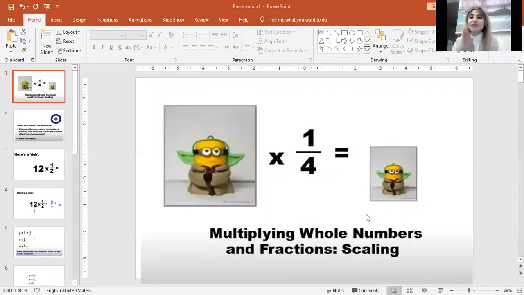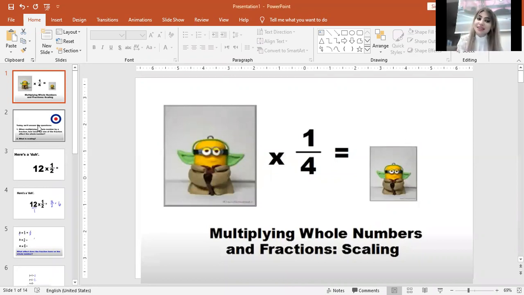So, today we will explain multiplying whole numbers and fractions by scaling. What is scaling? So easy. Scaling is that I take a big thing, I multiply it by a fraction, and it becomes smaller. Sometimes when I multiply it by a fraction, it's bigger. How is this? Let's see how.